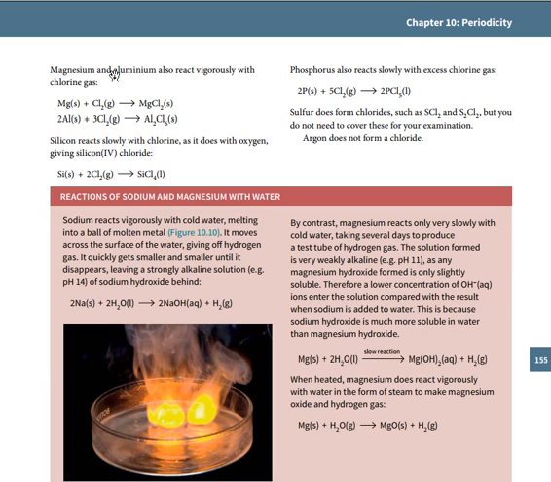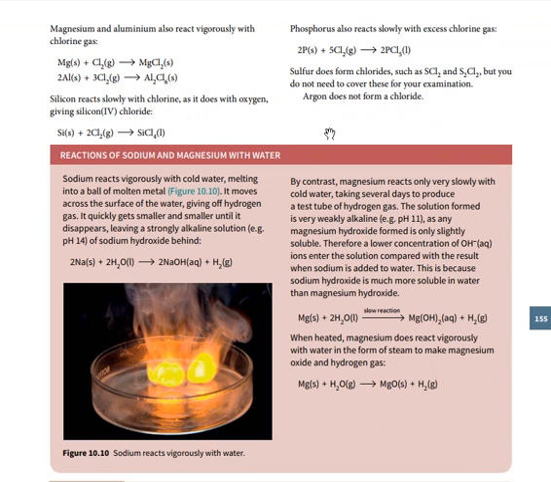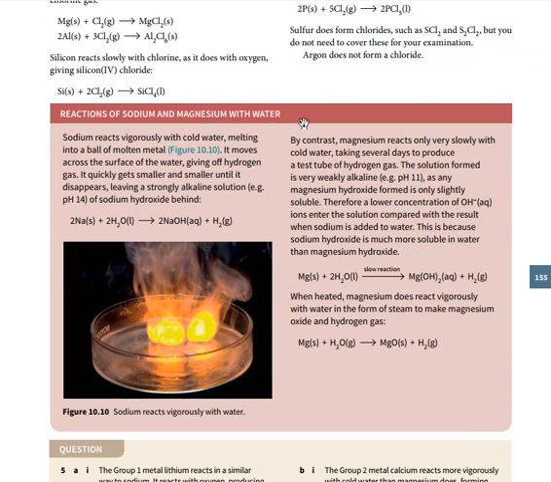Magnesium also reacts vigorously to produce magnesium chloride, and aluminum forms aluminum chloride. Silicon reacts slowly with chlorine to form silicon tetrachloride. And then phosphorus reacts with excess chlorine to form phosphorus pentachloride. Sulfur does form chlorides such as sulfur dichloride and disulfur dichloride, but you do not need to cover these.